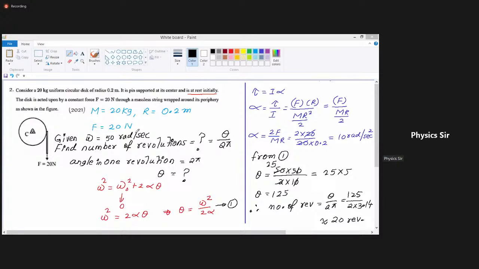Other students, can I get a reply whether you have understood this or not? Okay, you understood. Fine. That's great. You can reply once you are done. I can take a next sum.